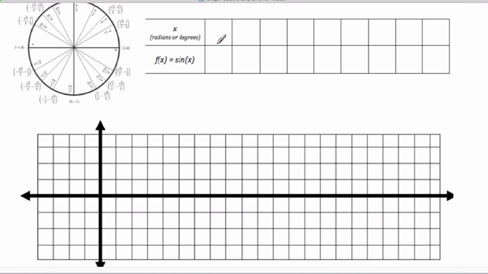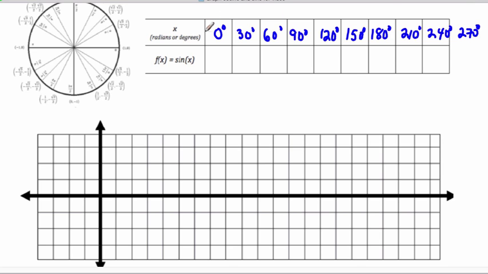All right, we're going to do the same thing here for sine that we did for cosine. So I'm going to go by 30s, and we're going to do some of the basic angles. And these are some of your real important trig values that you should know anyway. So for sine, if you look at this ordered pair, sine begins at 0.